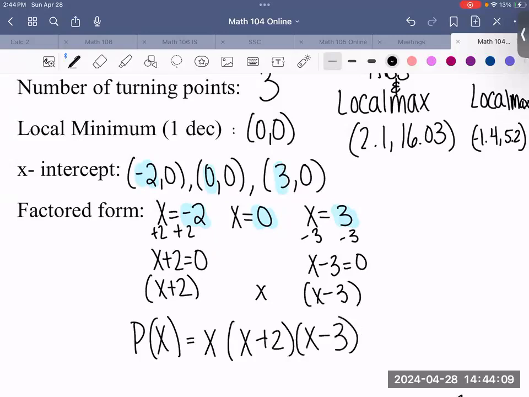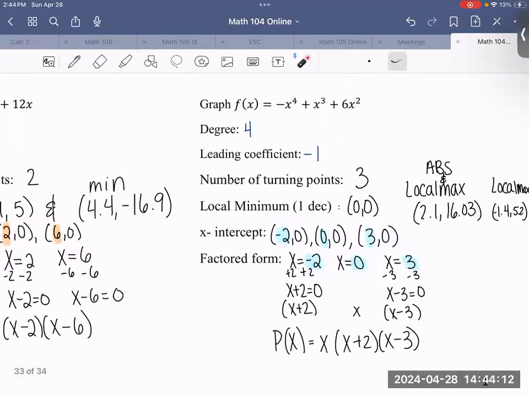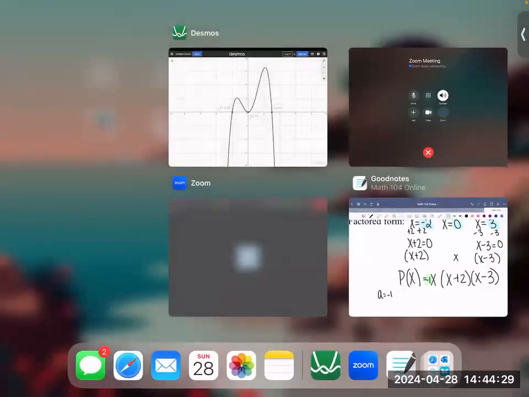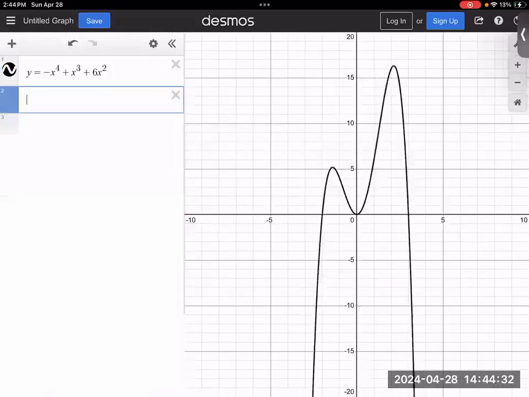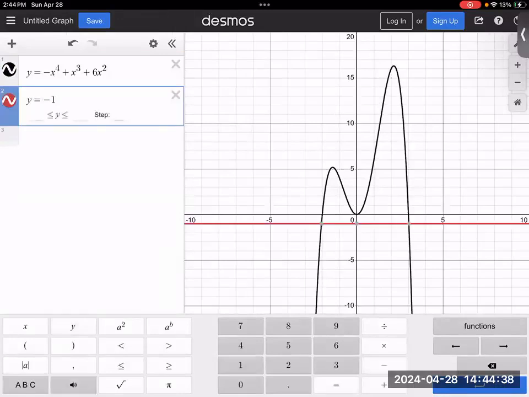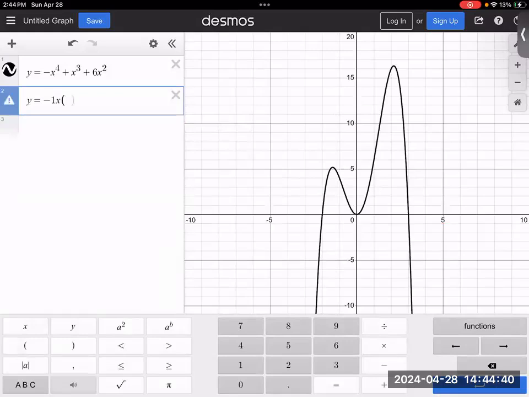Now the last thing we need to make sure is to verify what your leading coefficient is. A is -1, so we are going to use that as a part of our answer. So in here, we're just going to insert a -1. And let's see how that looks on your graph. So down below, we have y equals -1 x, x minus 3. I think I messed up the signs. X plus 2.